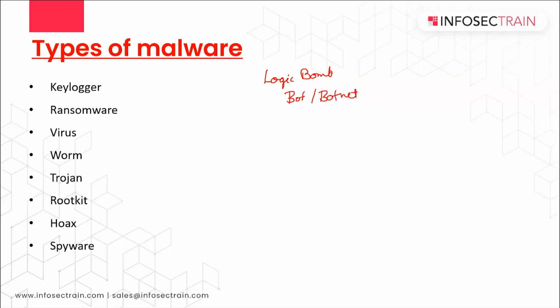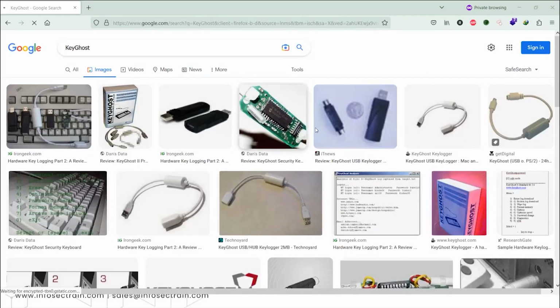So the key host and key grabber, someone is asking about. The key host is going to be hardware. If you search for the key host, it will look something like a pen drive, a connector. This kind of device will be over there, recording your keystrokes. So this is going to be a keylogger.